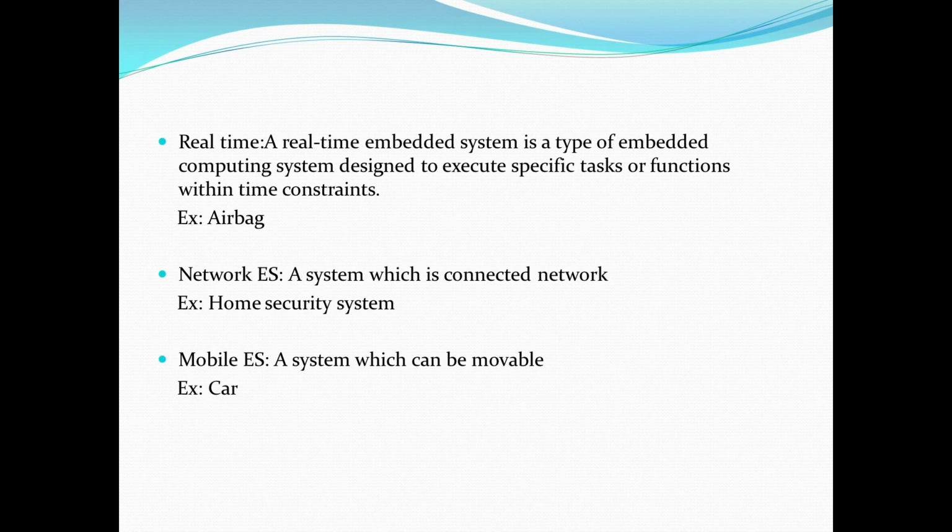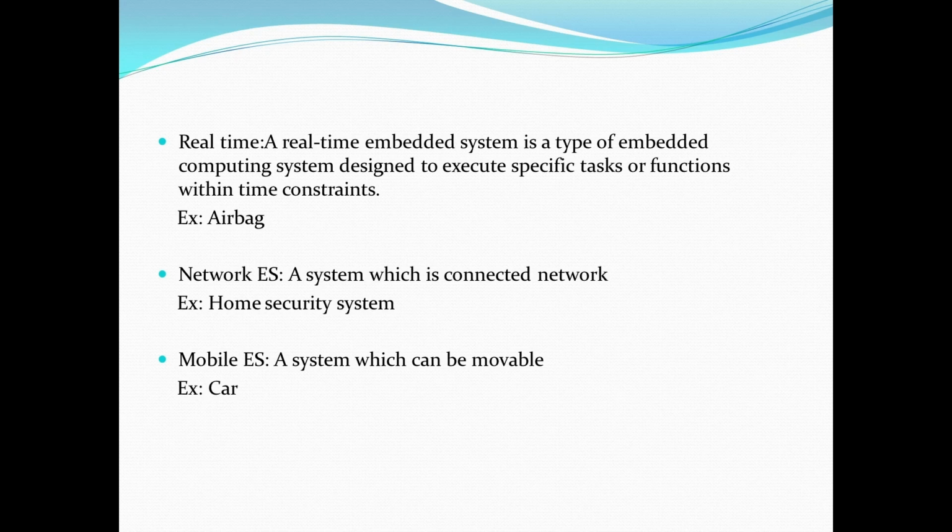Real-time system. A real-time system is a type of embedded computing system designed to execute a specific task or function within time constraints. Example, airbag. In the airbag, there is no time for delaying or for errors. It has to open as soon as possible when the car hits another car or any object. So it is crucial. That's why we use the real-time embedded system in the airbags.